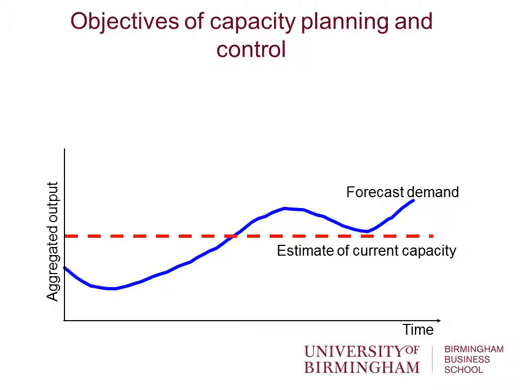And then here we have a forecast demand curve. You can see at some points it's below the estimate of current capacity, and at other points it's above it. The way most organisations who produce products essentially work is to build up inventory or stock when capacity exceeds demand, and then use that accumulated stock to supplement the production when demand is above capacity. So that's fine in most production situations.